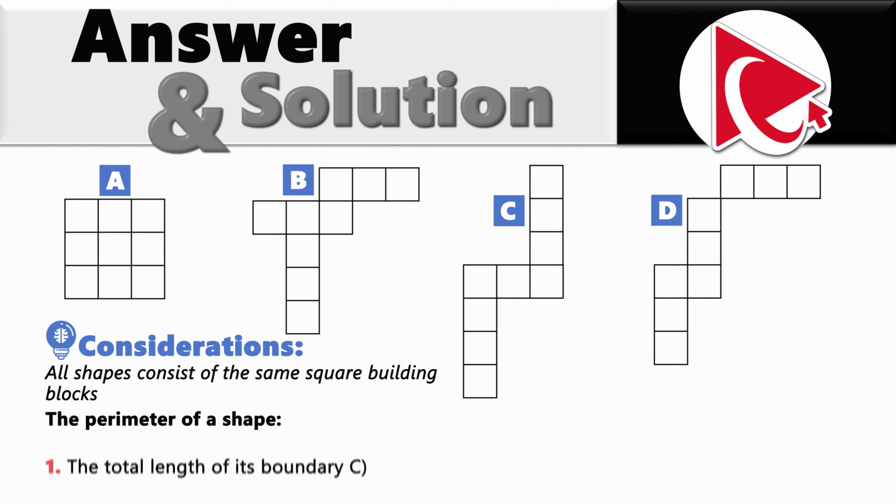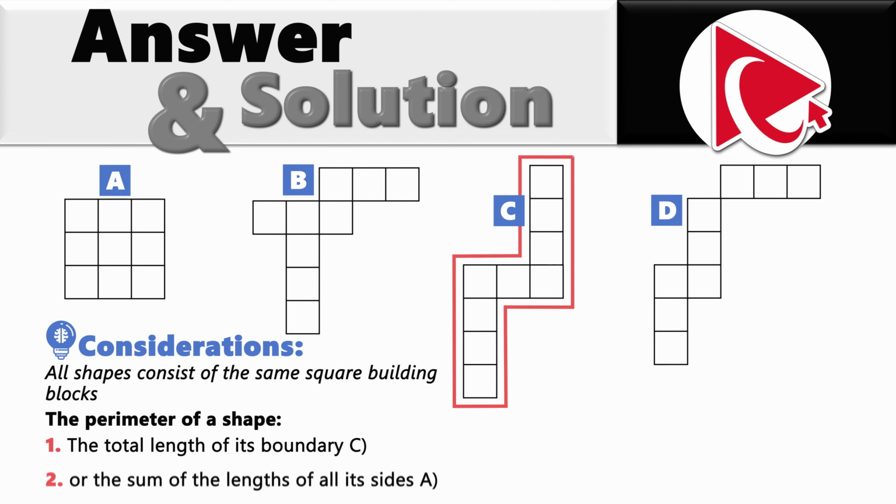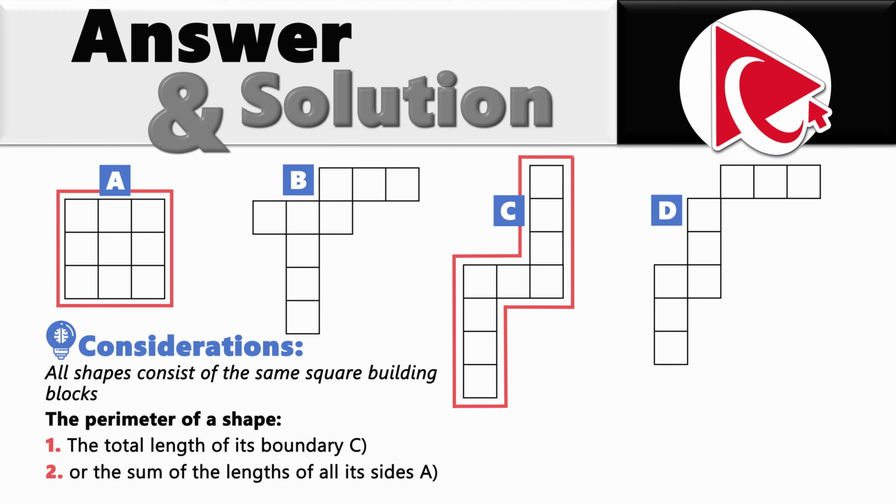The first way is to calculate the total length of the boundaries. The example here might be shape C. And the second way to calculate the perimeter might be sum of length of all of the sides. An example of this shape might be square, which is represented by shape A.